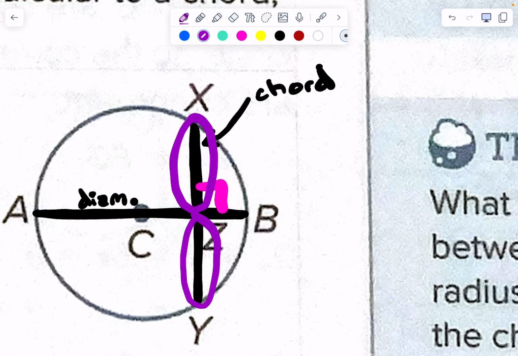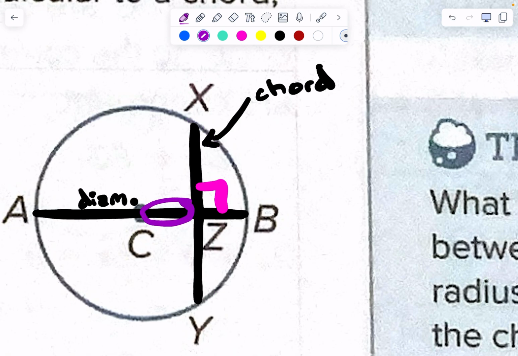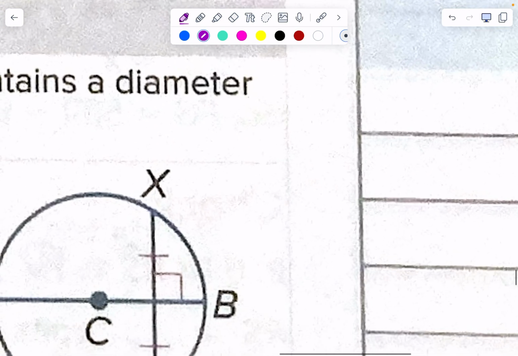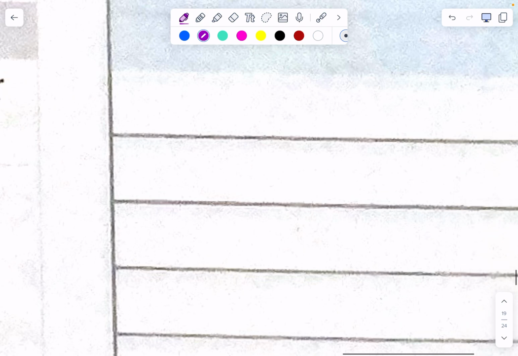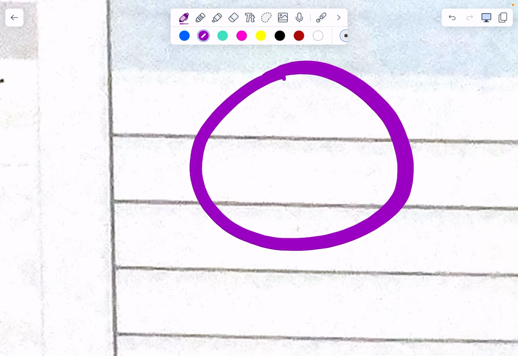Okay, here is what is not true. Are you ready? Here's what's not true. This guy is not necessarily the same length as that guy, right? They don't do a very good job of showing that, but let me show you that in another example. You don't have to draw this, but let me show you, okay?